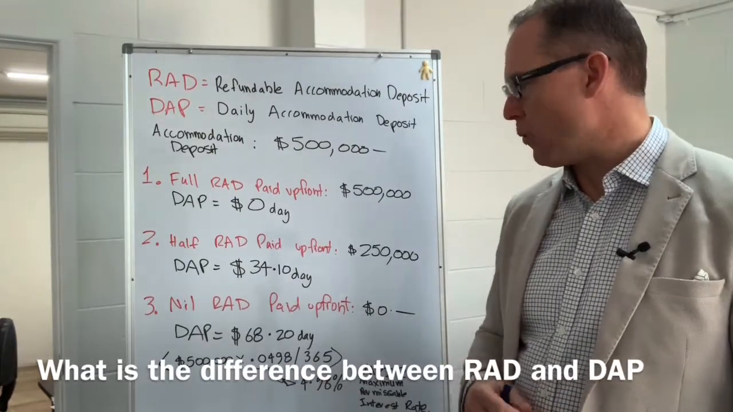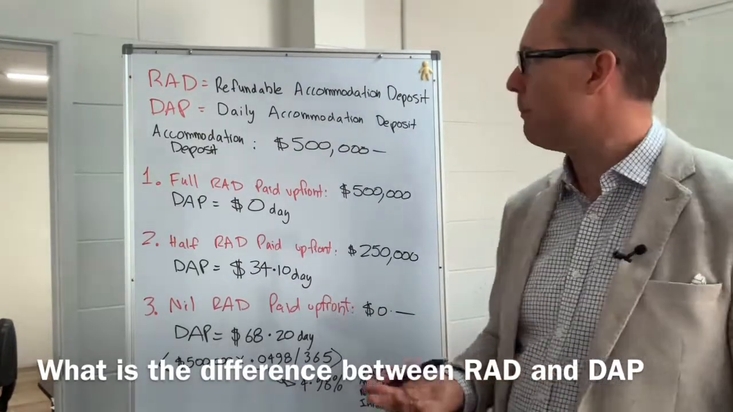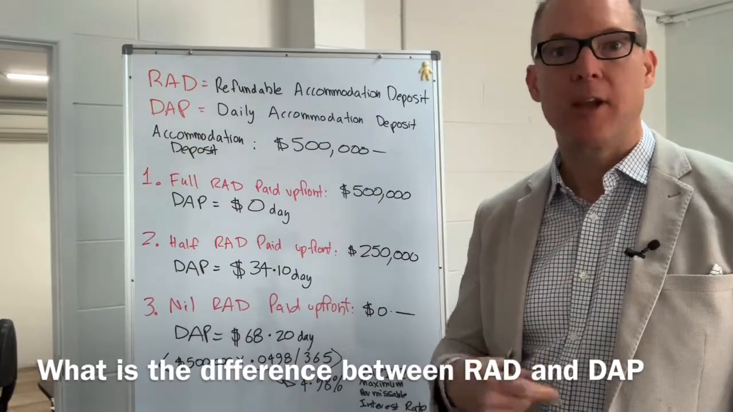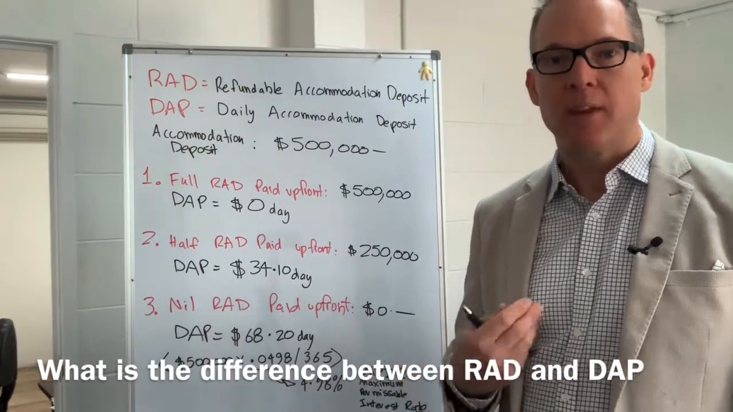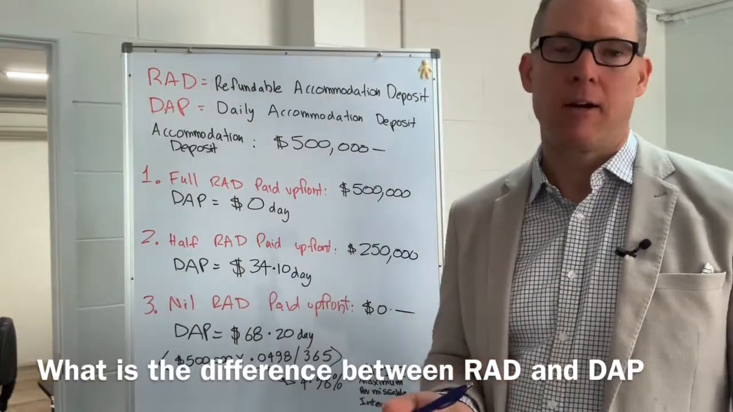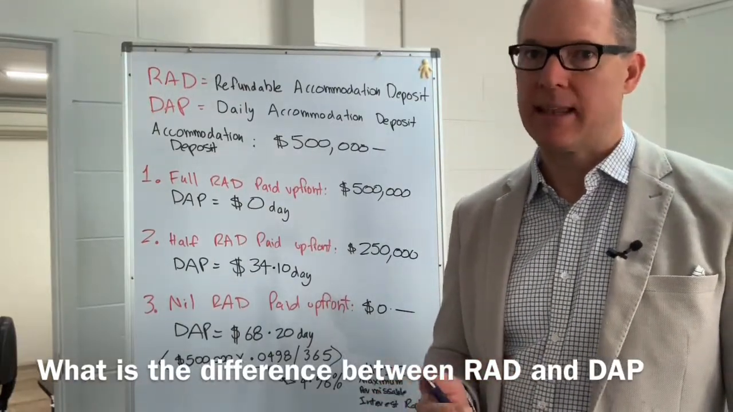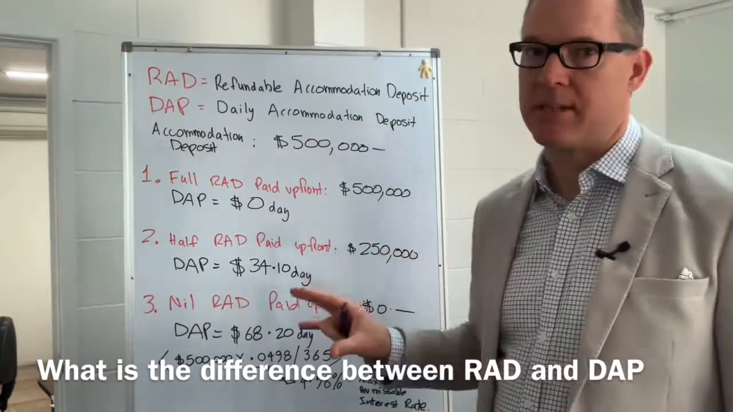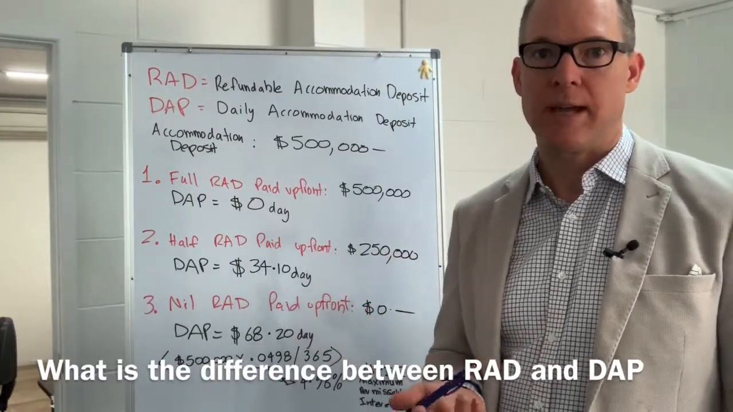Now that would be the DAP you would pay if you don't pay any RAD initially. There are other costs involved, like the daily care costs as well as the extra fees and things like that, but this is the lump sum payment to actually get into an aged care home.